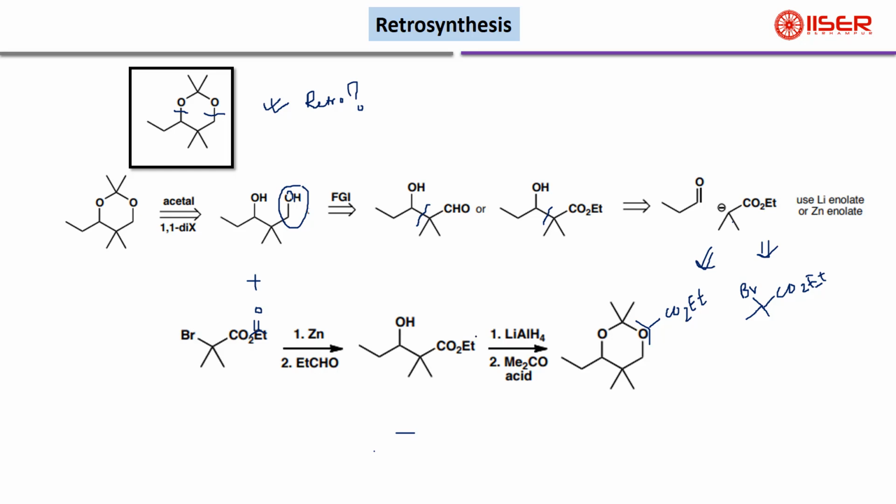Okay, so this is the forward synthesis. If you add a zinc bromide and ethanol, it will attack the ethyl aldehyde, and through reduction it will be an alcohol, and through protection of two alcohols with acetone we will get our desired product. Okay, so you can see whatever reactions we have read till now, based on that we can plan a retrosynthesis of any molecule.